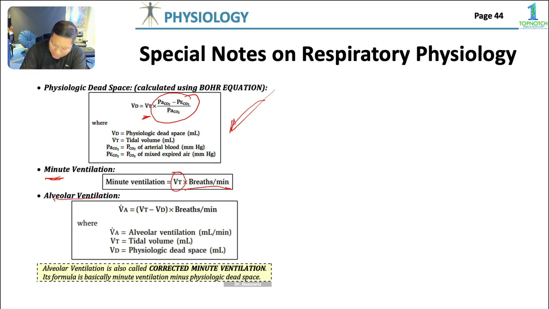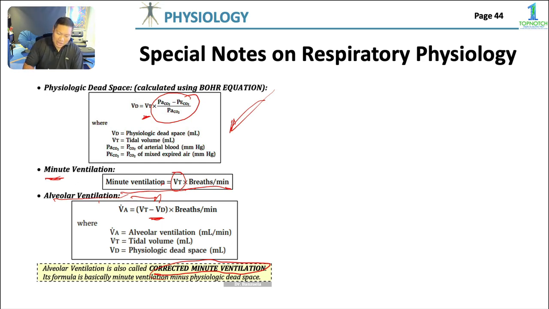Okay? Alveolar ventilation is what we call corrected minute ventilation. Why? Compared with the formula for minute ventilation, alveolar ventilation is basically the same. However, you are subtracting physiologic dead space from tidal volume. So basically sa alveolar ventilation is kinukuha mo lang yung talaga yung nagamit, nag-gas exchange in 60 seconds. The amount of air na nag-undergo ng gas exchange in 60 seconds. That's why it's called your corrected minute ventilation.